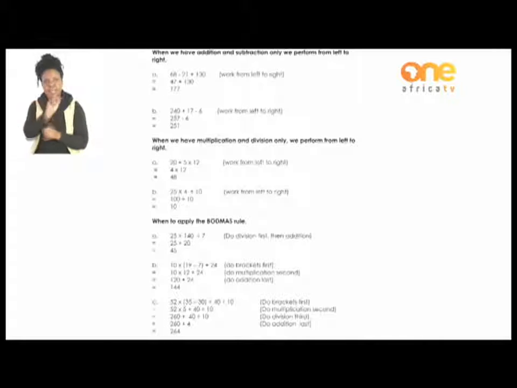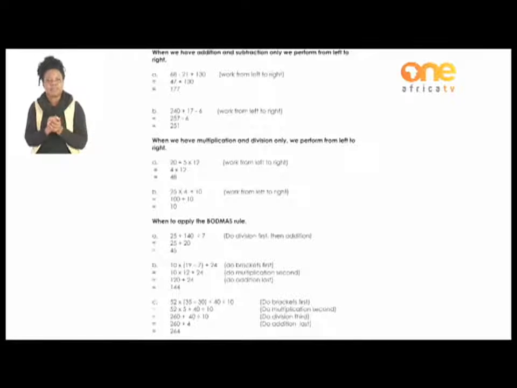68 minus 21 plus 130. Now here we have two operation signs. We have a subtraction and an addition. Now we need to apply BODMAS. Remember what we said, BODMAS works from left to right. Addition and subtraction are like brother and sister. The one that comes first, that one we do first. So here we have a subtraction first, and that part of the sum we will do first.